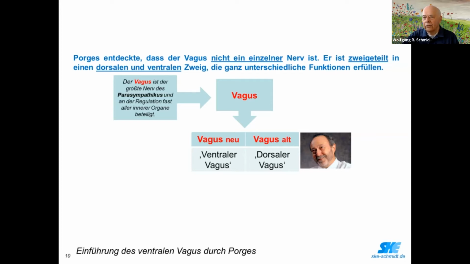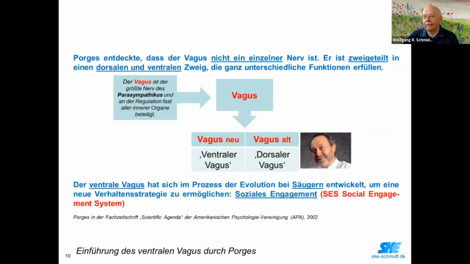So Porges discovered that the vagus nerve is not a single nerve, but it is divided into two parts, a dorsal branch and a ventral branch, which fulfill very different functions. The ventral vagus evolved in the process of evolution in mammals to enable a new behavioral strategy, which we call social engagement, the so-called social engagement system.